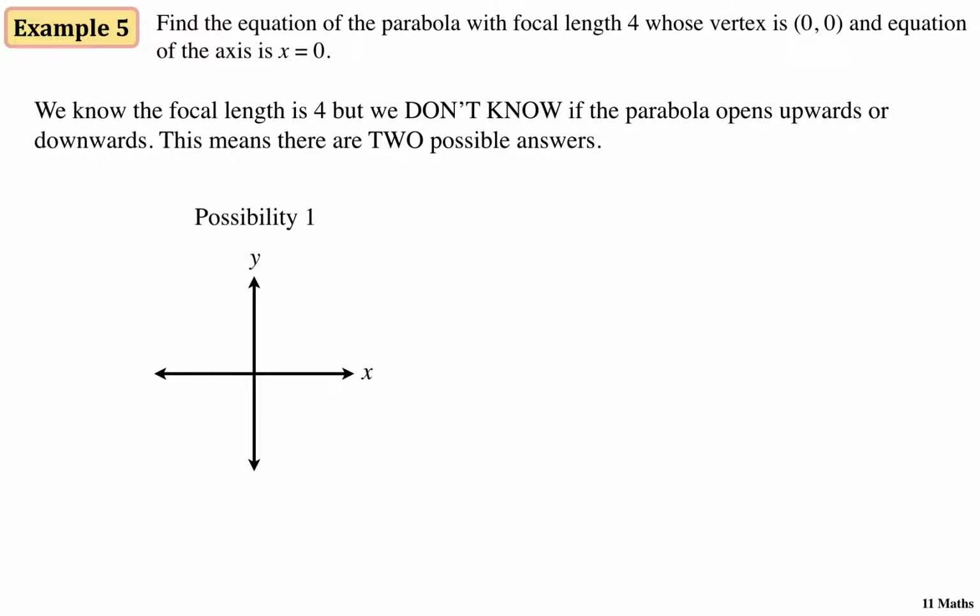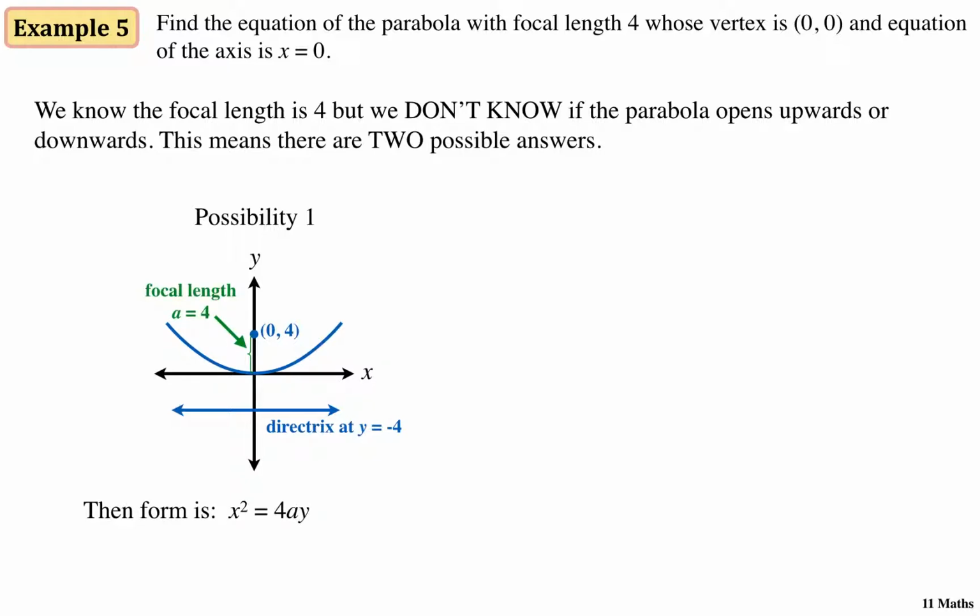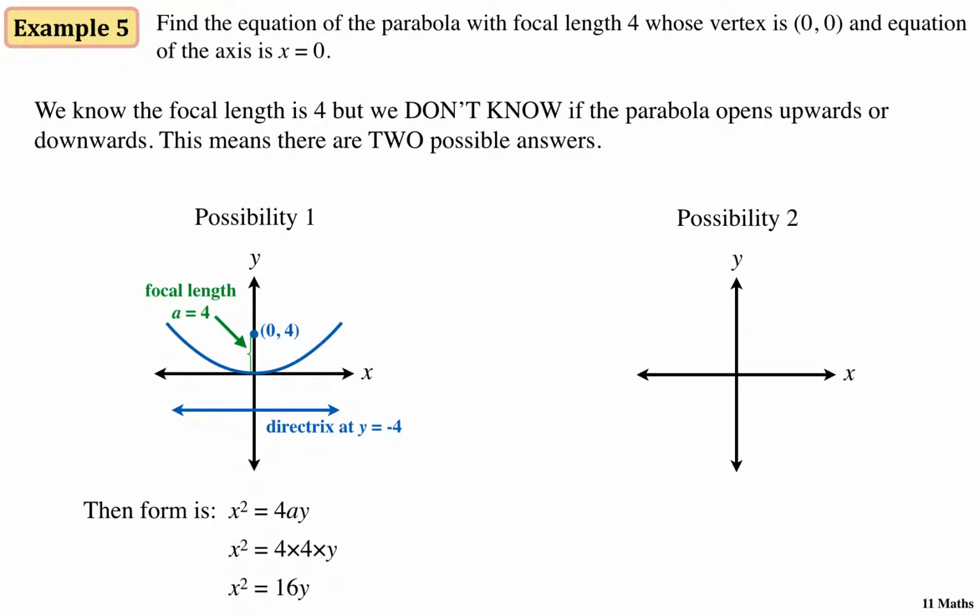Let's have a look at the first possibility. We know the vertex is (0, 0). If it opened upwards with a focal length of 4, the focus would be 4 units above (0, 0). So our parabola would look something like that. With a focal length of 4, it would be x squared equals plus 4ay. If a is 4, 4 times 4 times y gives you 16y. So x squared equals 16y.